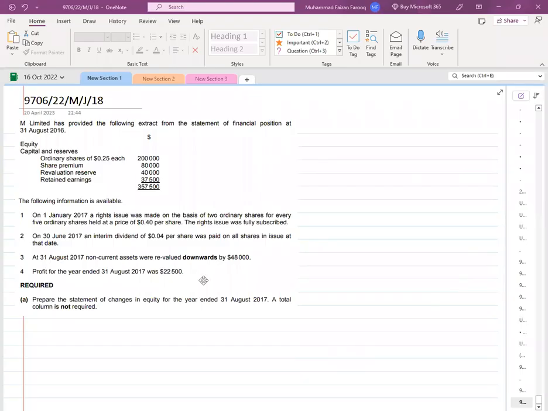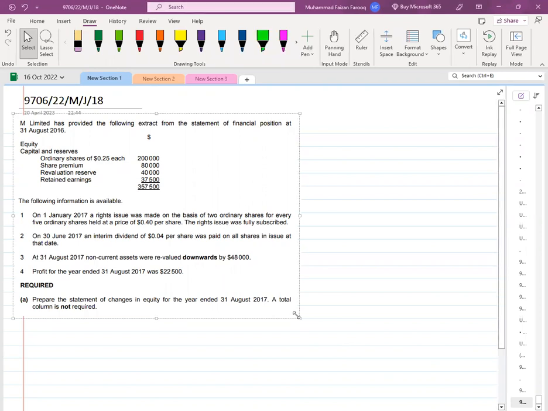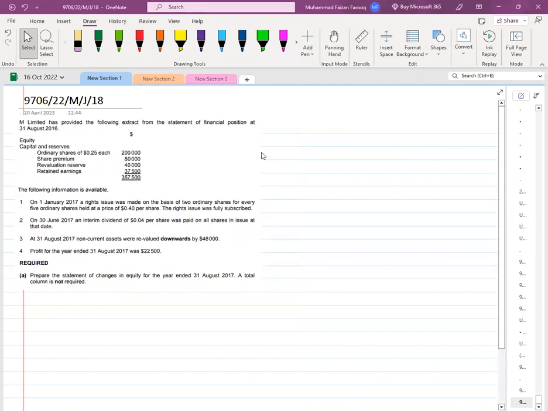So, May June 2018, paper 22, we have a question for a limited liability company in which the examiner asked to prepare a statement of changes in equity. A statement of changes in equity is a column format table, meaning the equity area of the SFP we are presenting in column format. The columns are supposed to be given as they are.